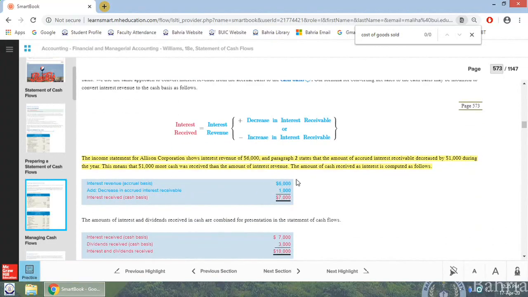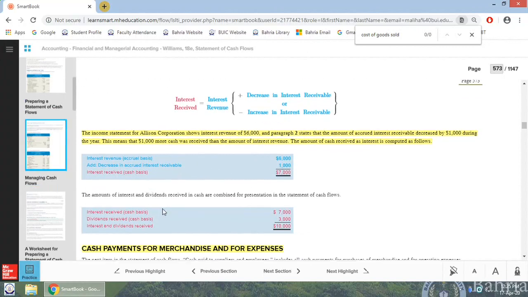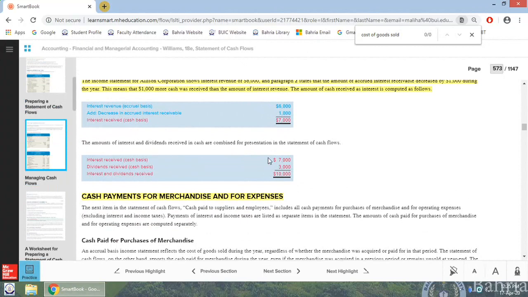So if you had the total figure as that, why they have said this is as accrual basis, because that would be most likely reported in the income statement. So you have to reduce whatever was the accrual part of that. So decrease in the interest receivable now means that you can just simply add that up. The amount of interest and dividend received are combined for presentation in the statement.